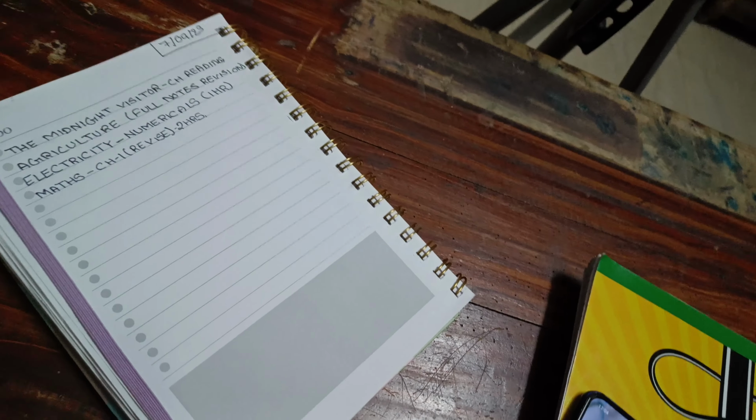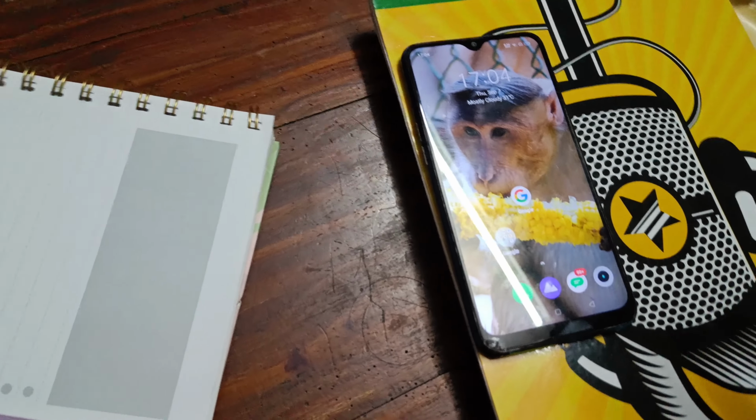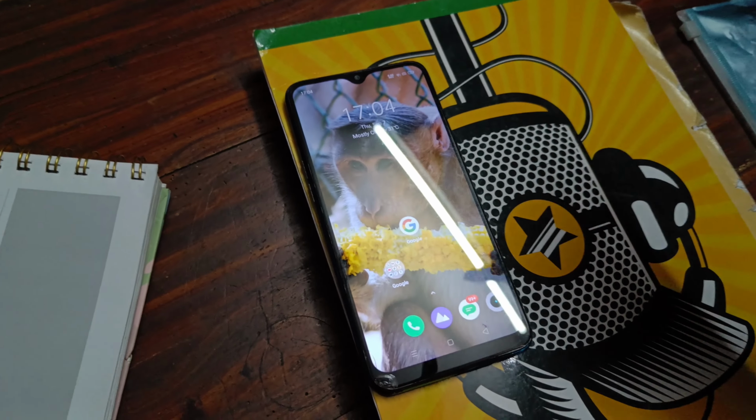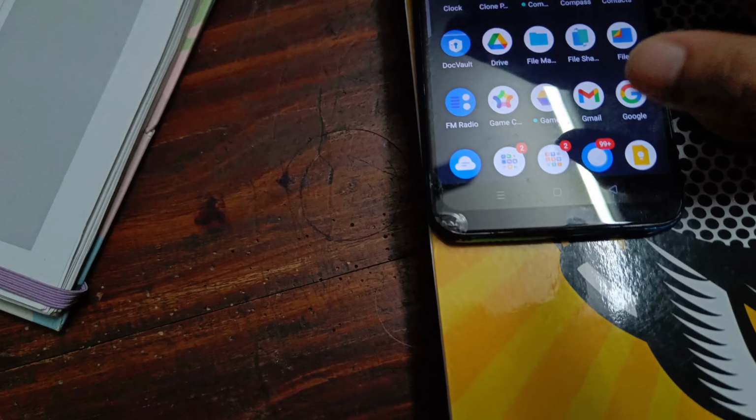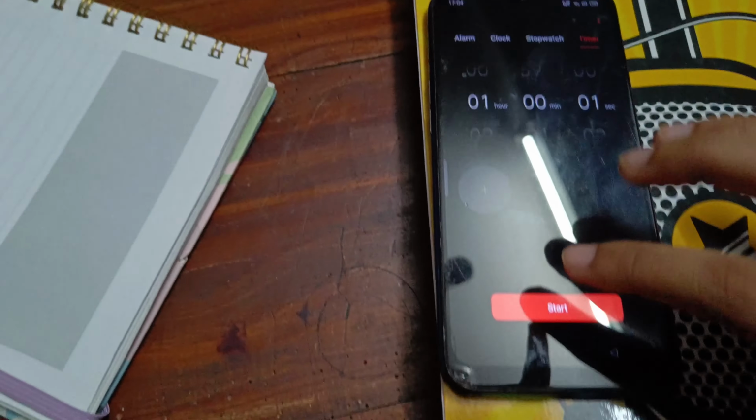I have already done the chapter reading, so let's start off with the numericals, and I'll do the numericals from the NCERT itself, like the numericals from the exercises in text as well as the examples. So let's put on a timer of 1 hour.